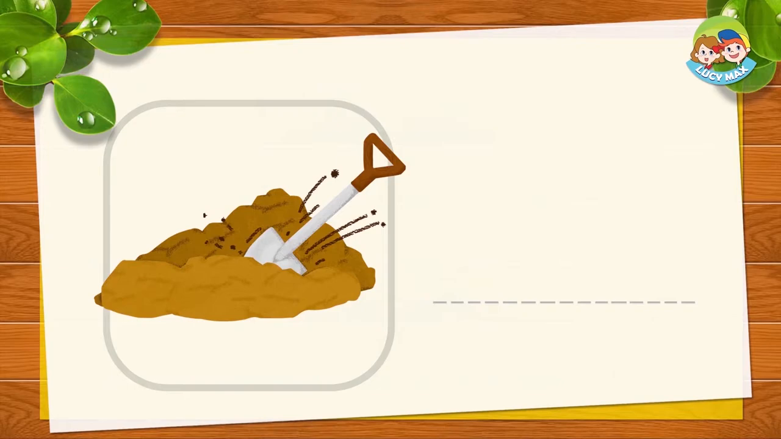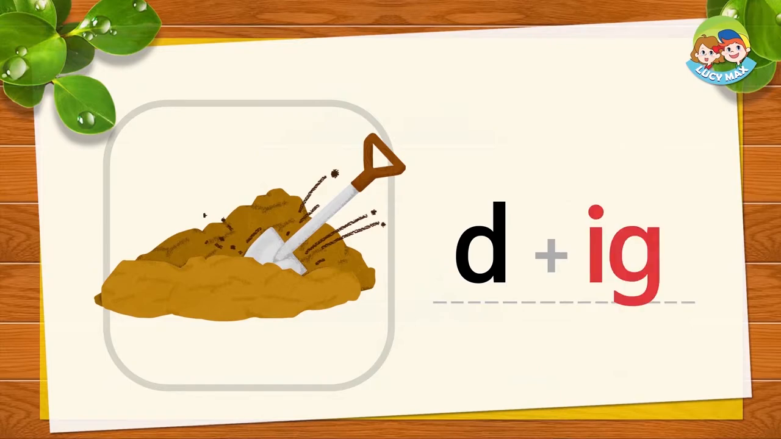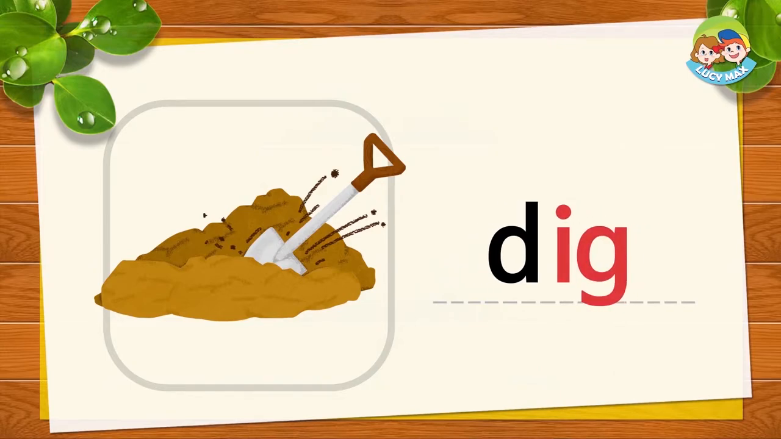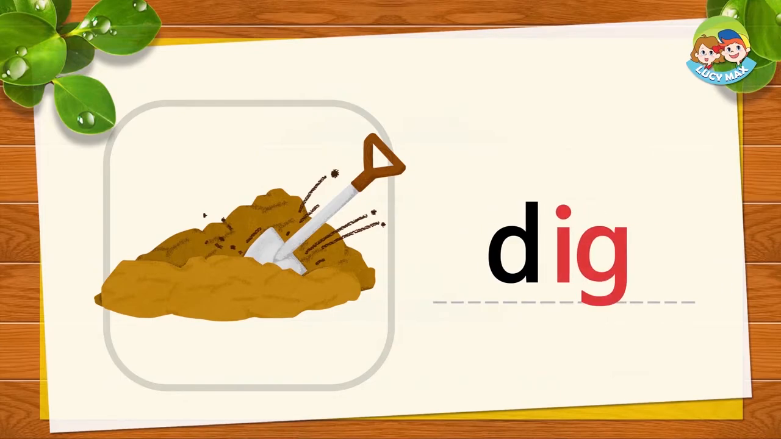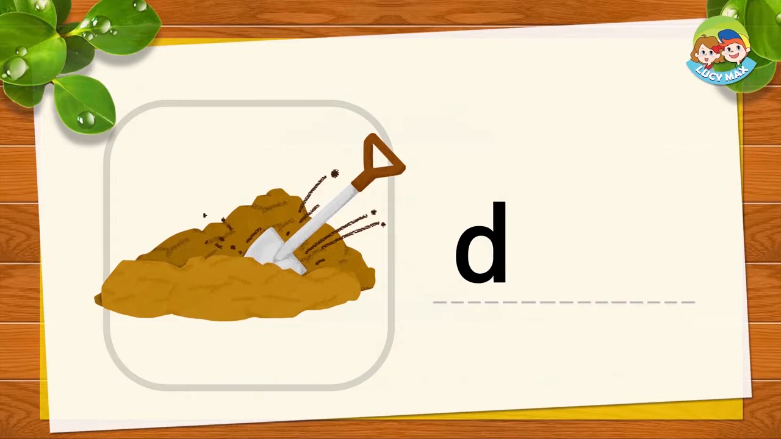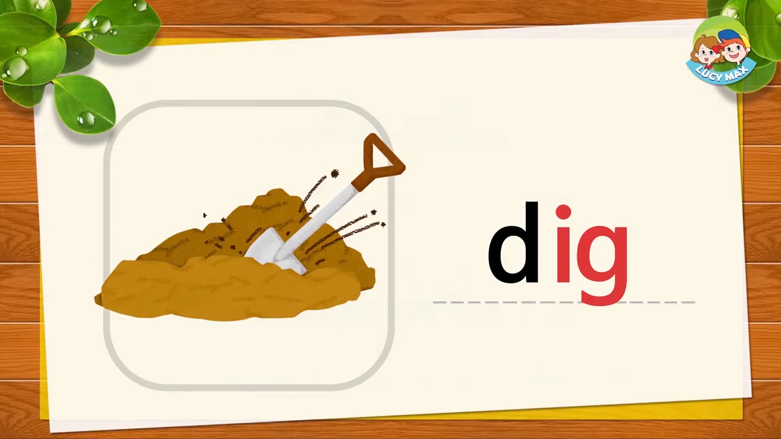This is a picture of dig. To make a hole in the ground, we dig. D and ig together make dig. D, ig, dig. Now you try. Great work.